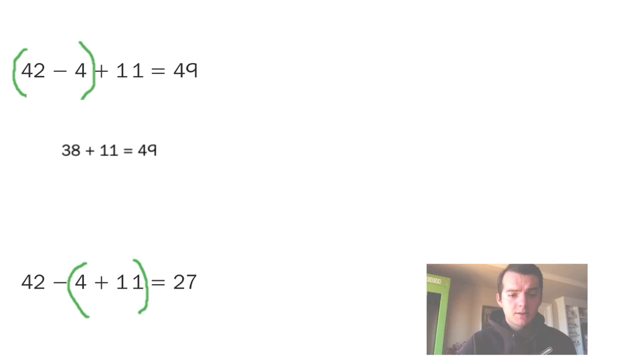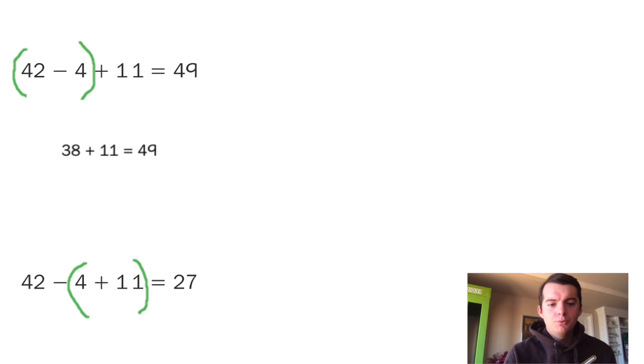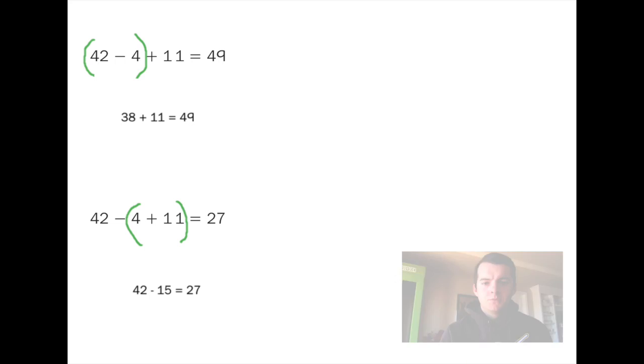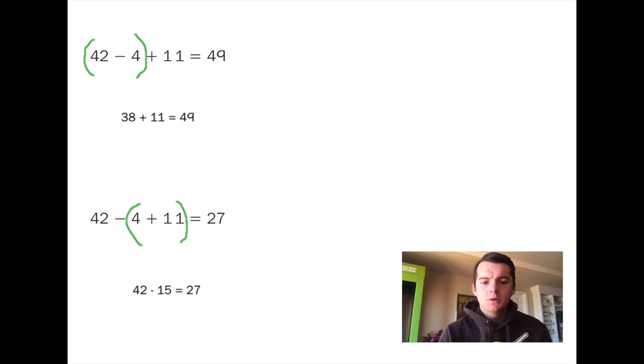So let's do that. When we put the parentheses over the 4 and the 11, we know 4 plus 11 equals 15, right? So now we have 42 minus 15 equals 27. Does 42 minus 15 equal 27? After you've done your work and shown your work, we know that that is correct. So we know 42 minus 15 does equal 27.